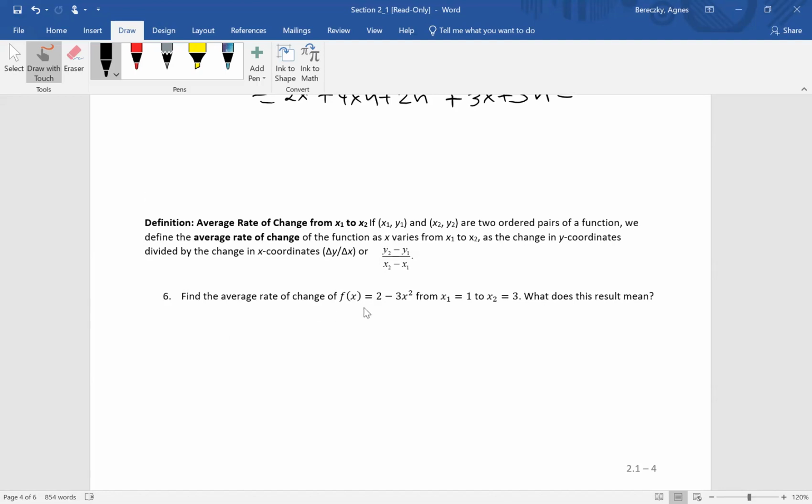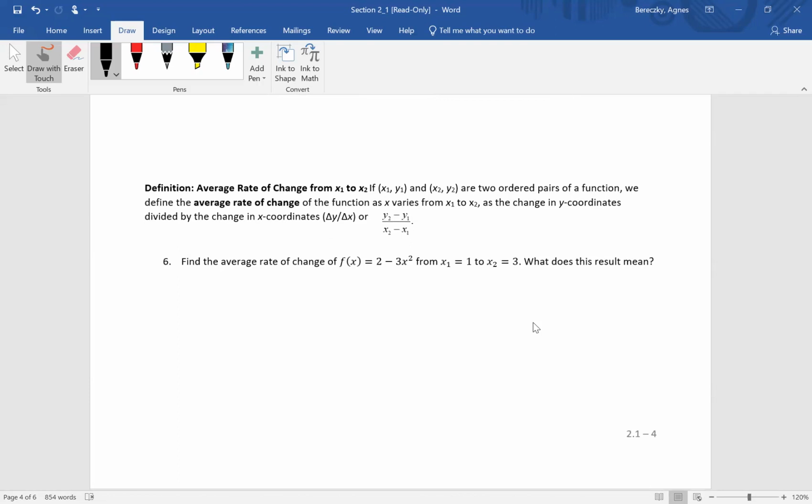Find the average rate of change of f of x equals 2 minus 3x squared from x1 equals 1 to x2 equals 3. What does the result mean? So we will have to find f of 1, which is 2 minus 3 times 1 squared. So f of 1 will be -1. We also have to find f of 3, plugging 3 for x.